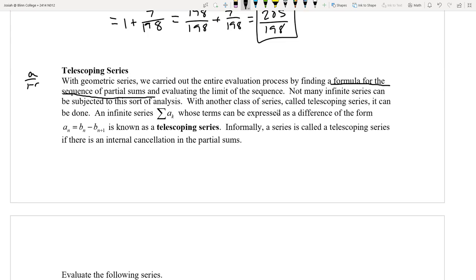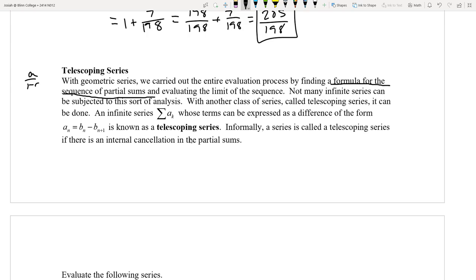With another class of series called telescoping series, it can be done. It's going to be different for each problem, though. So this is the only other type of series where we'll actually be able to figure out what the sum is of our series. But it's not going to be just one formula, one size fits all.